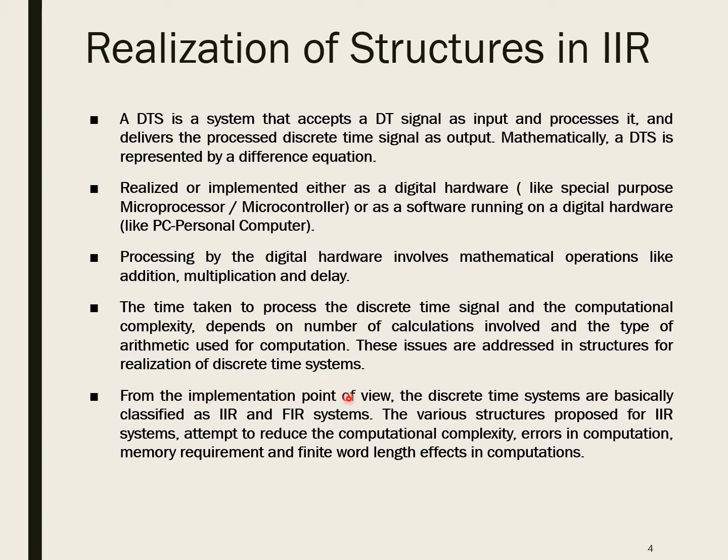From the implementation point of view, the discrete time systems are basically classified as IIR and FIR systems. So the various structures proposed for IIR systems attempt to reduce the computational complexity. That is, if you reduce the number of elements that are used for addition, multiplication and delay, they say the computational complexity is reduced and the errors in the computation are reduced as well. Okay, and in turn it reduces the requirement of memory and finite word length effects in computations.